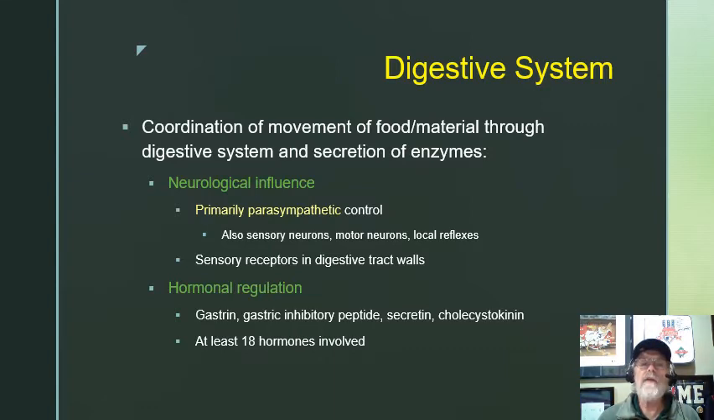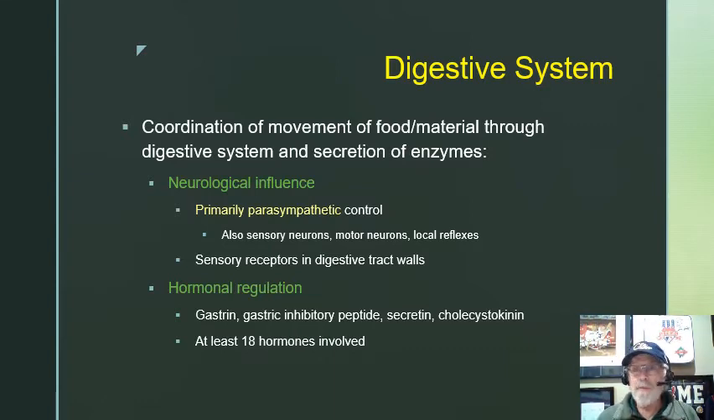So we have the sympathetic nervous system that controls a lot of the secretions, as well as the sensory neurons that control the muscular activity of the intestines that will move things along, and various other local digestive reflexes and things like that. And we also have sensory receptors in the digestive walls.